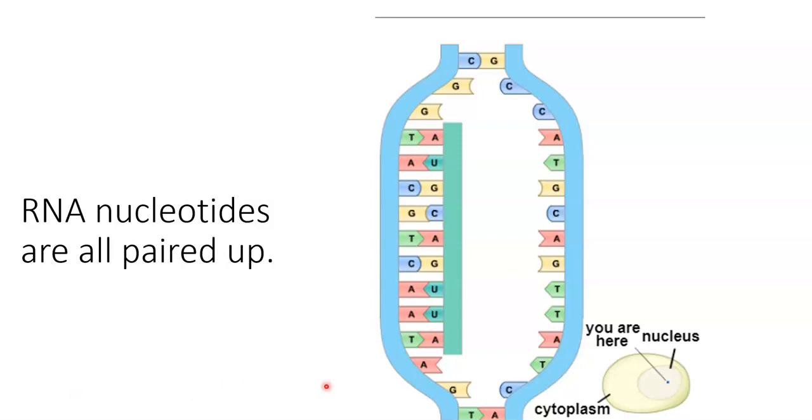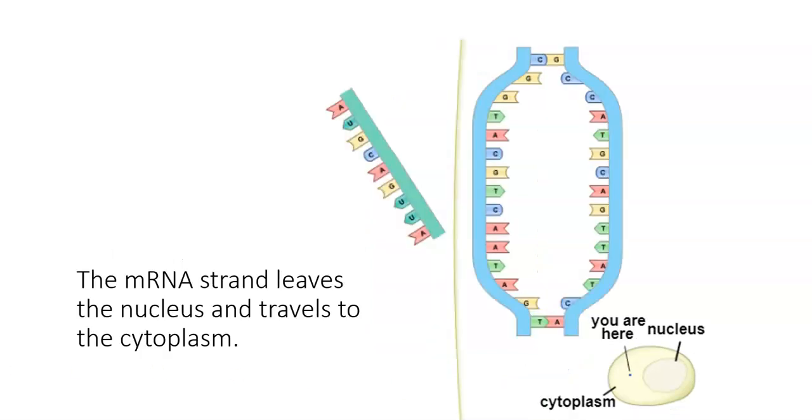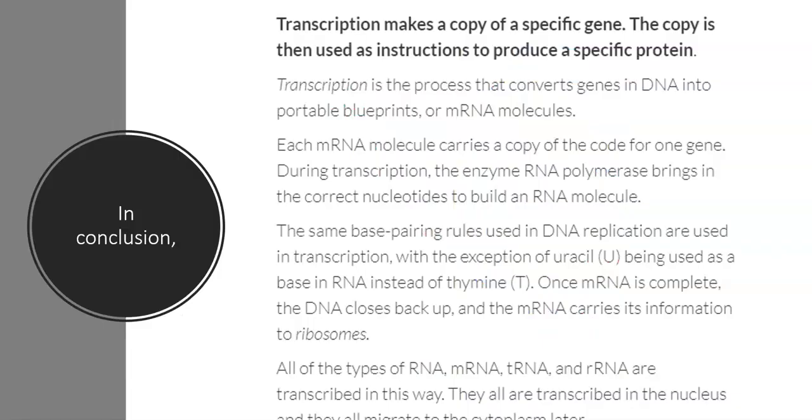RNA nucleotides get all paired up. You can see them right here. So we have RNA made on this side. This is the original DNA strand. The mRNA strand leaves the nucleus. So here's the nuclear membrane, right? So the mRNA strand leaves the nucleus and travels into the cytoplasm of the cell and then goes off to the different parts of the cell to go ahead and make proteins. Again, that's for next week.